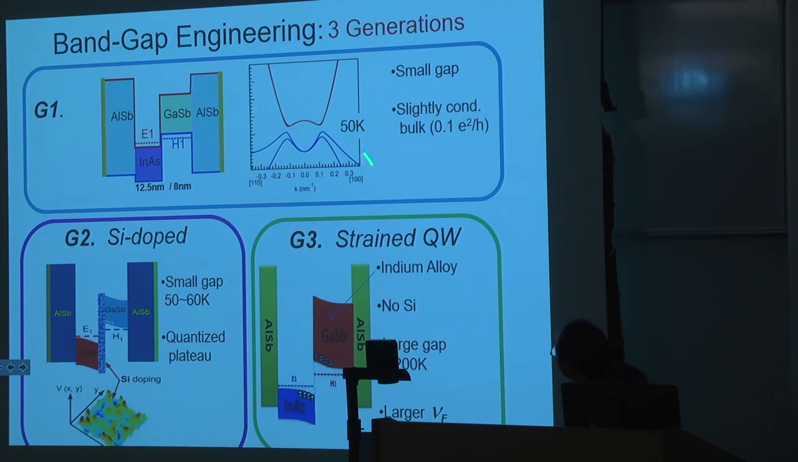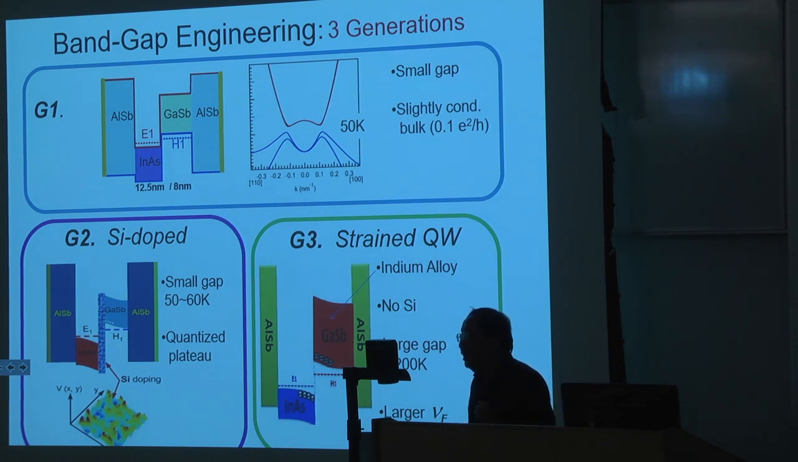So now, next, I am going to flash through what we have so far. We have generation one. In generation one, you have this general, very simple design. You can have 50K, which is like a 4 milli-eV energy gap. So you need to measure this at a really low temperature, maybe less than 1 Kelvin. But you do see an energy gap. On the other hand, the bulk is not completely insulating. Therefore, the bulk is leaking.